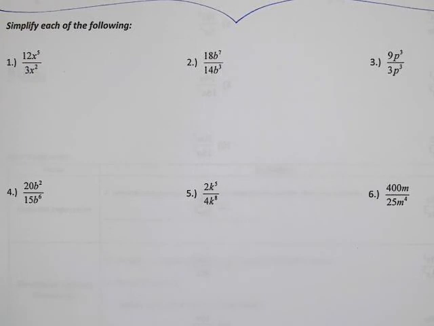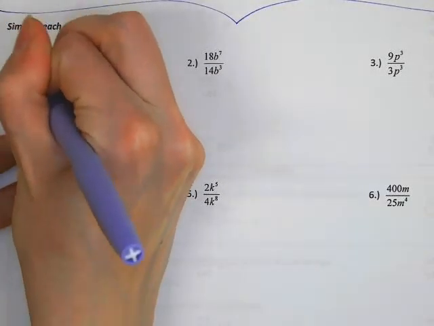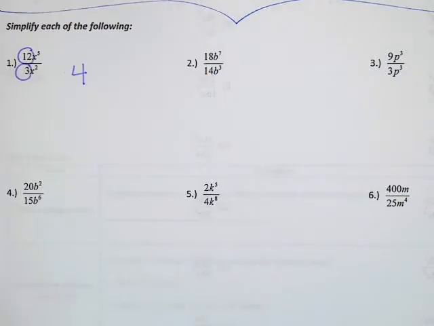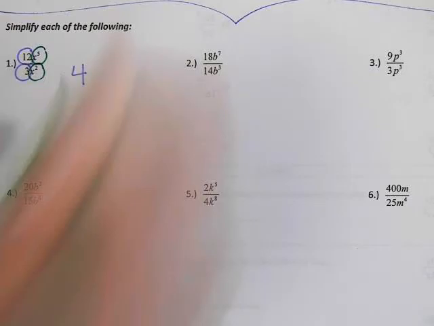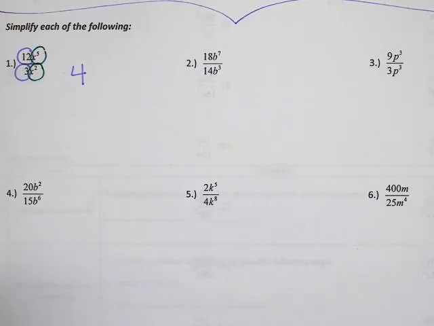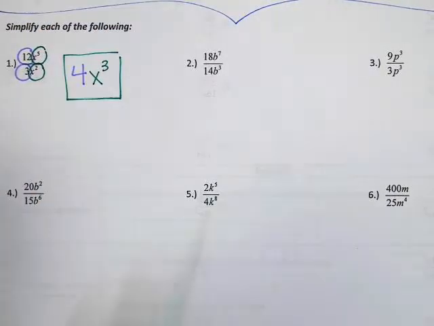I'll do some by hand and some by calculator, just to show you both. Okay, so how I would start these is I would do the numbers first. 12 divided by 3 is an easy 4. Now, when I divide the exponents, I want to subtract. So 5 minus 2 is x to the 3rd. Okay, so that one was pretty easy.